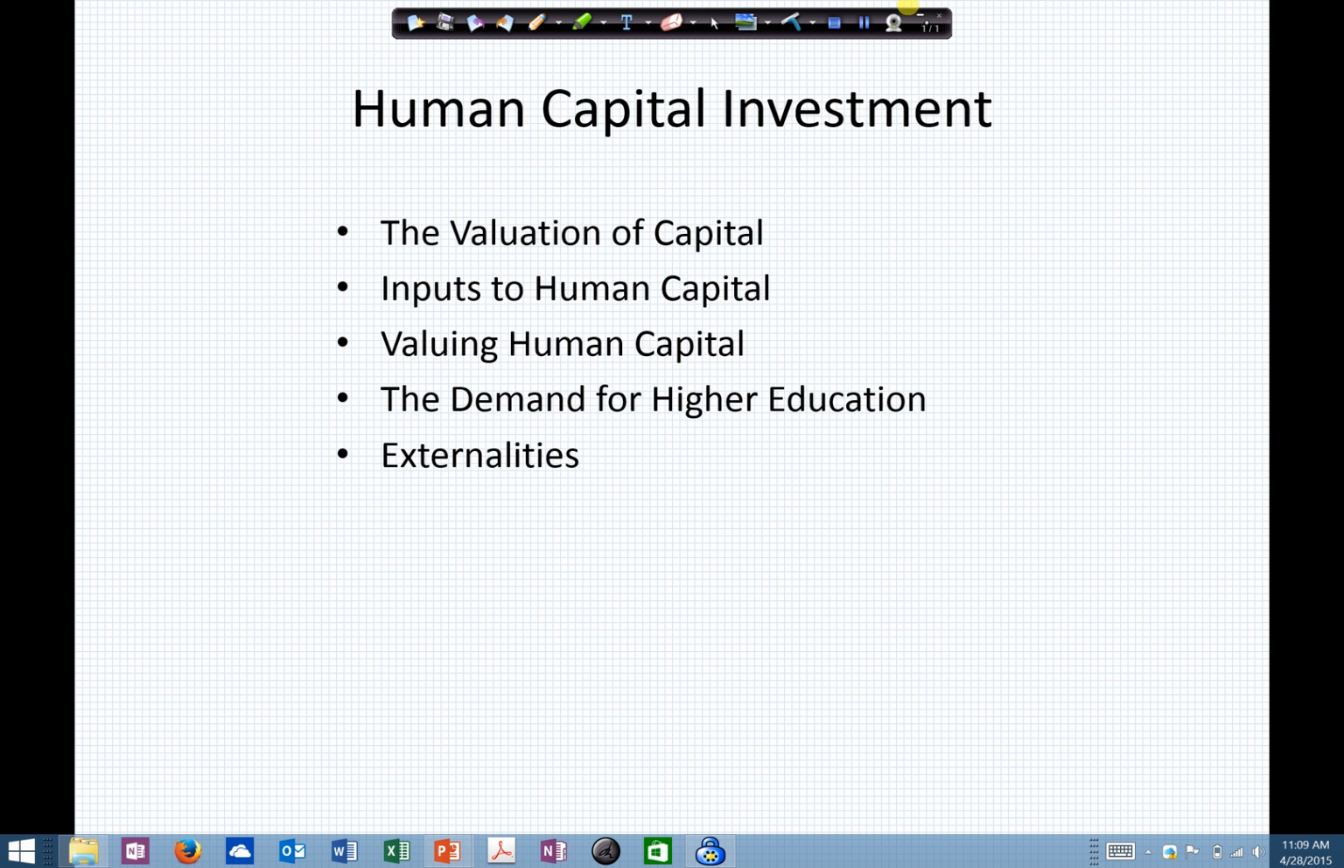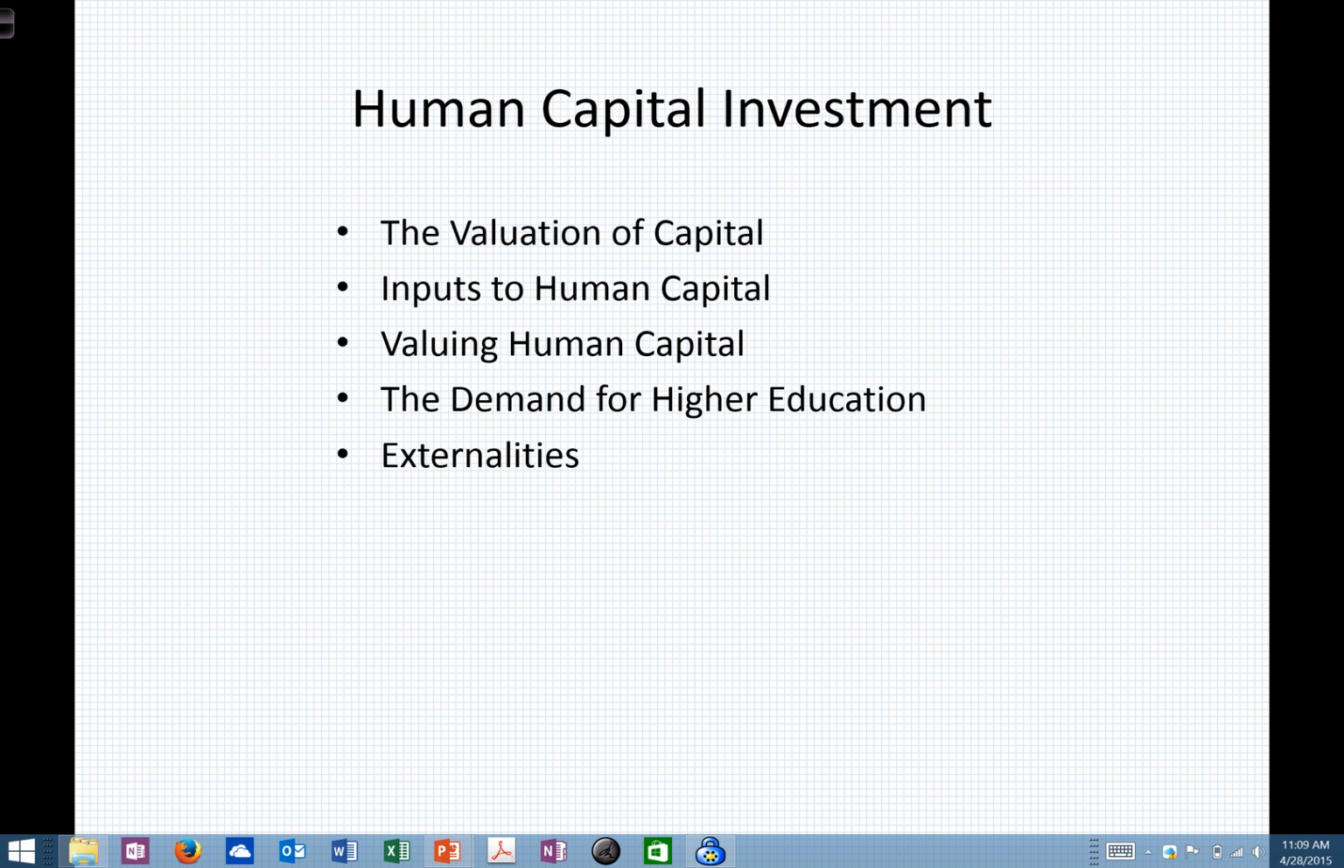As we continue on in our labor economics course and thinking about why different workers receive different wages, we have to think about the concept referred to as human capital or human capital investment. In this module, we'll talk about the valuation of capital, we'll talk about inputs to human capital, how we value human capital, the metrics or equations that we might use to value human capital.